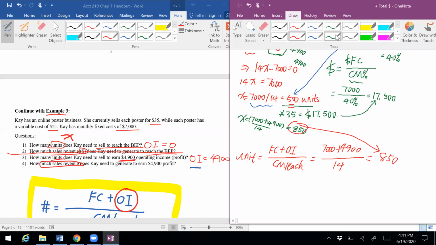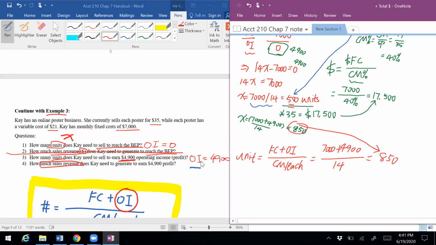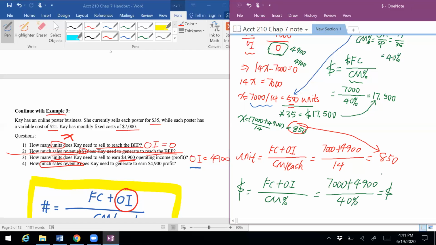How about the second part, the dollar amount? If I want the dollar amount, it's fixed cost plus operating income divided by contribution margin percentage. My fixed cost is 7,000 plus my desired operating income of 4,900. I divide by my contribution margin of 40%. I get my total sales has to be what?